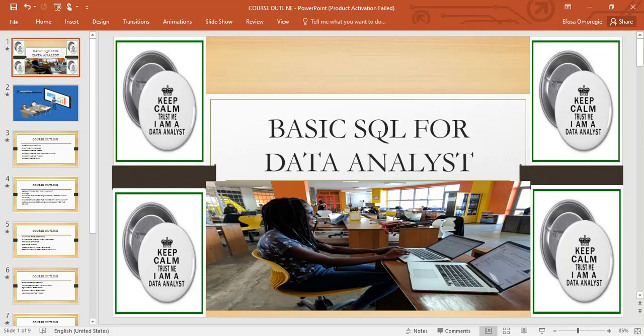SQL means structured query language. That's what it means. It's a language that you use to talk to or to communicate with a relational database or relational tables.